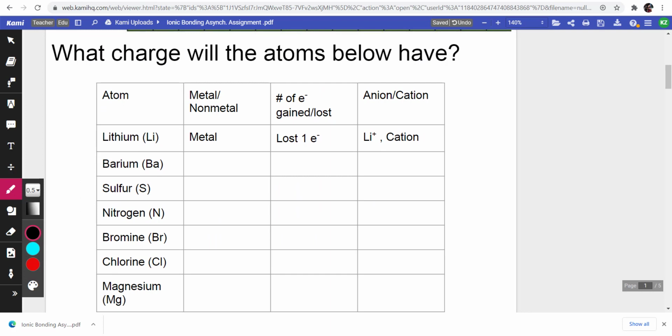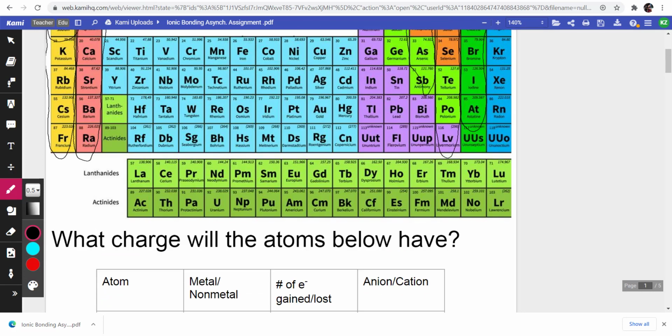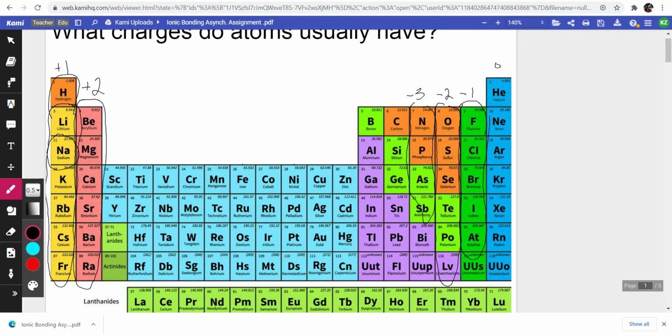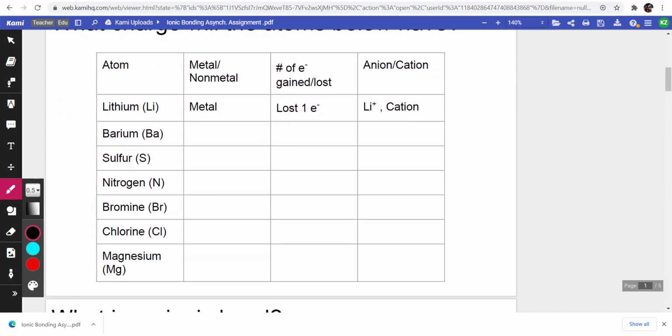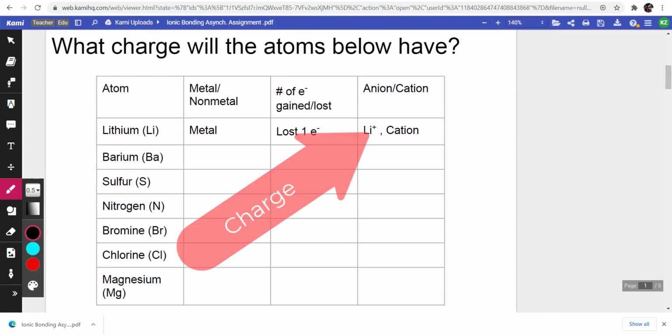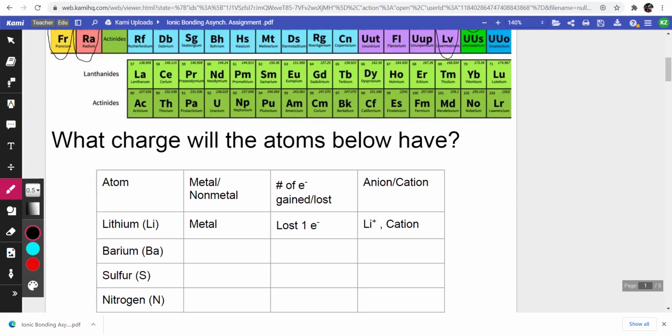If I look at lithium, lithium is considered a metal. Remember the line that you drew at the beginning. Lithium is considered a metal, so it's right here, and it has a charge of +1. As you can see, the charge has already been added here. Lithium plus, which means +1, and it is a cation. You guys should know that. The number of electrons gained or lost for lithium typically is 1 electron lost, and it is considered a metal.